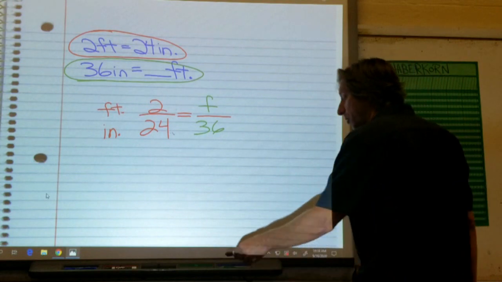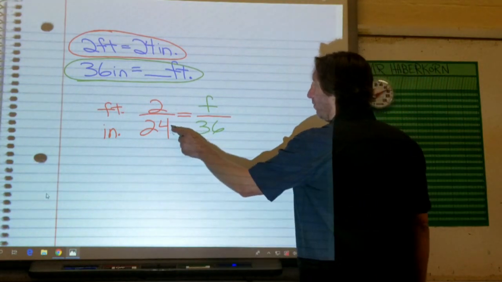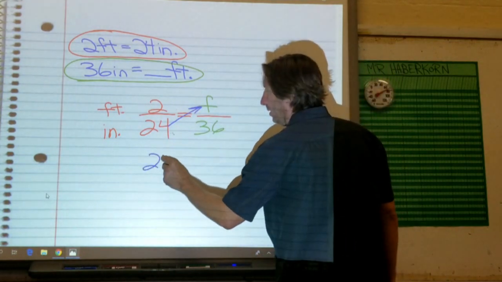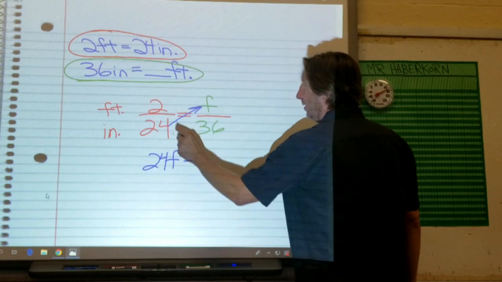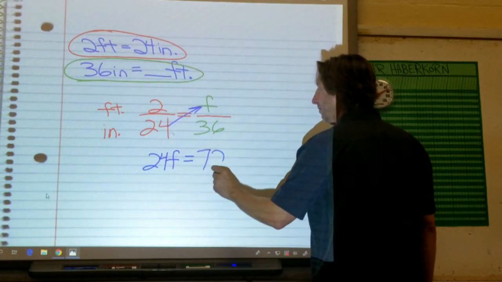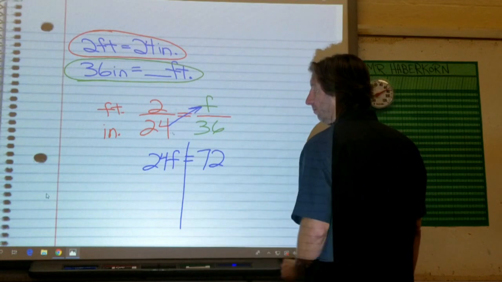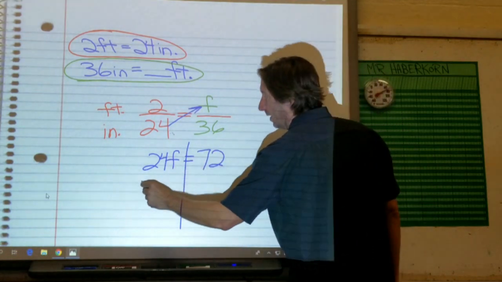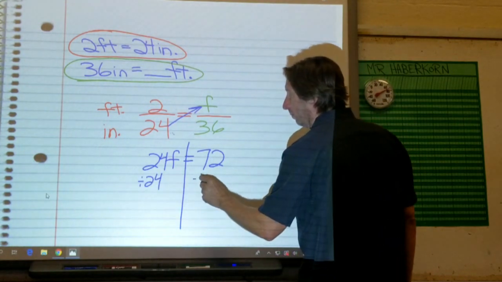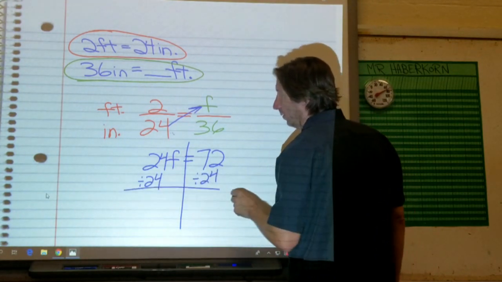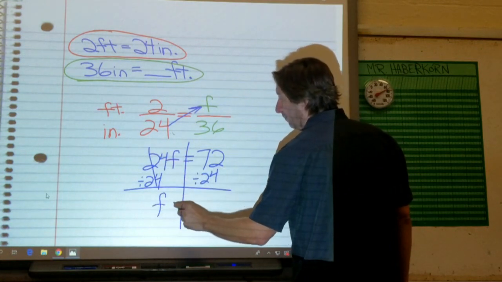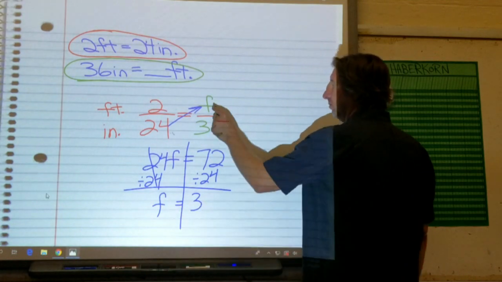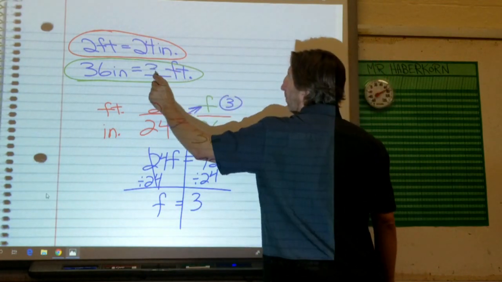But we're going to cross multiply. And like I said in the problem today, let's do the variable first. So I have 24 times F is 24F. And then 2 times 36 is 72. Solve our equation. Divide each side by 24. Those cancel out. I get F equals 3. So it's 3 feet is 36 inches, all right?